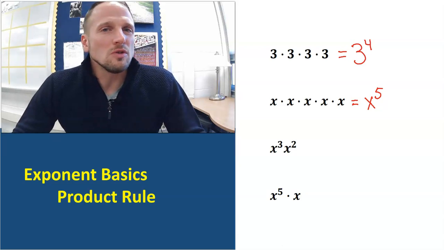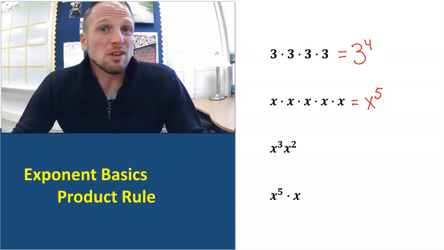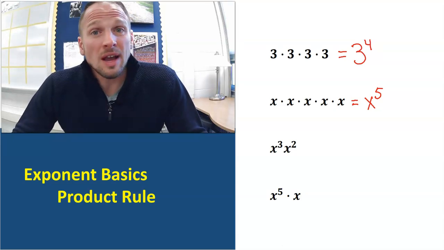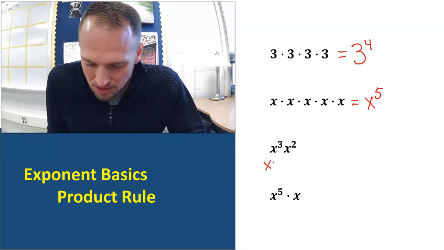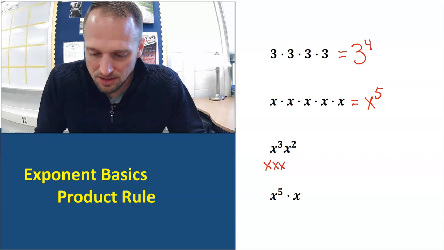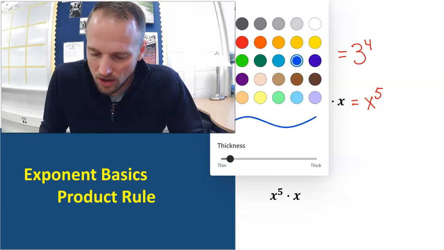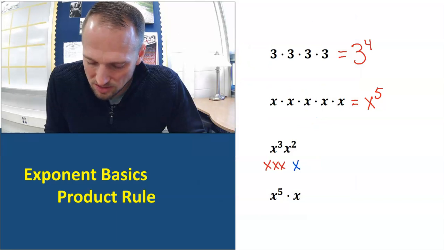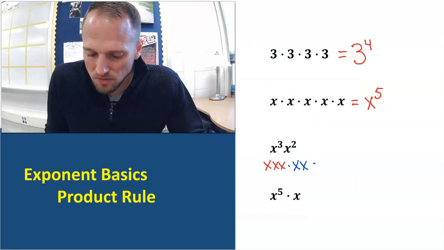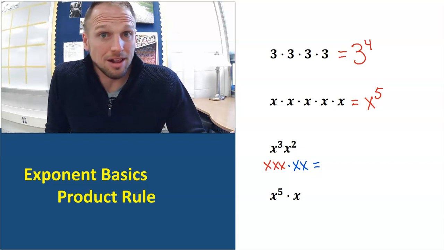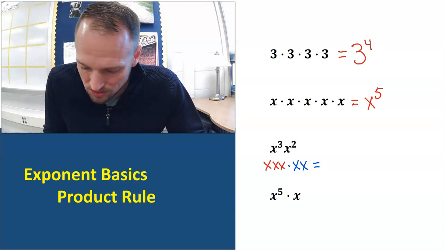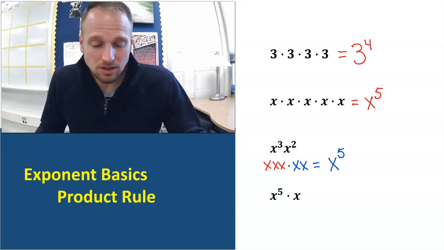What happens when we actually start working with these and use some processes with them? What's X to the 3rd times X squared? I want you to think about what this really means. X to the 3rd means X times X times X, and X squared means X times X. So we've got X times X times X times X times X. Well, that sounds a lot like the problem we had right before this. This is going to be X to the 5th. All right? X to the 5th.